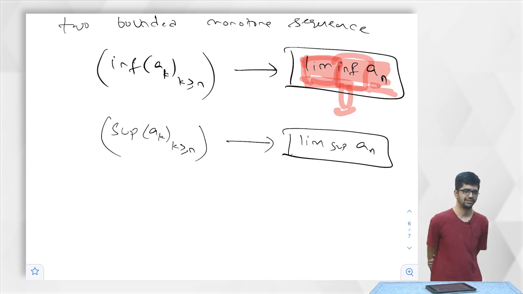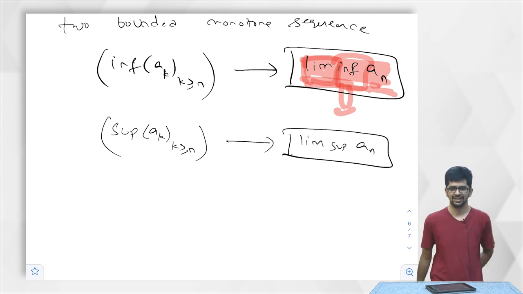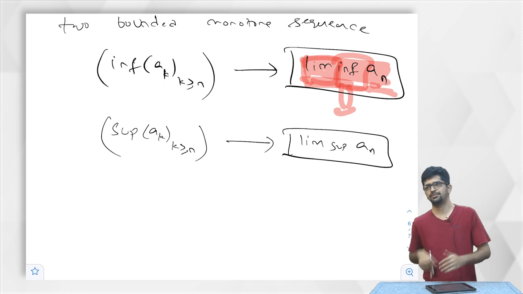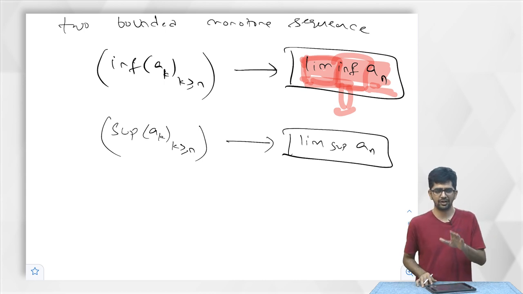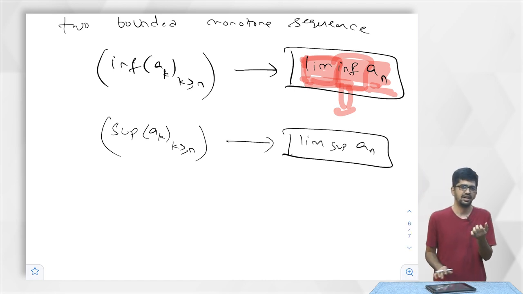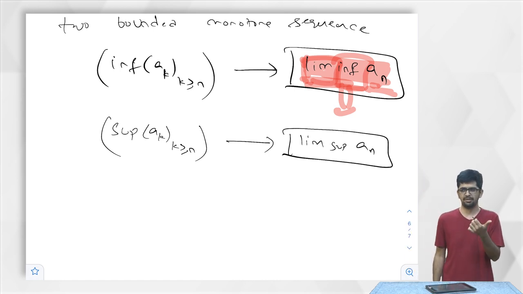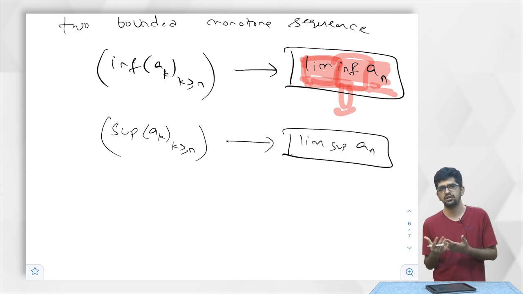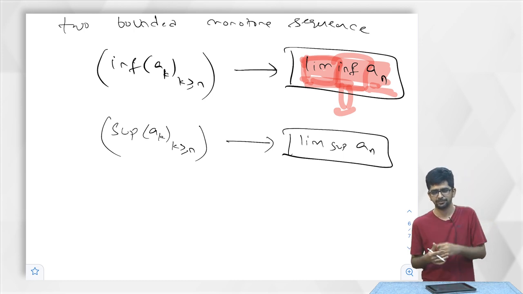So, now the question is the following. Okay, again let us go back to the previous case. We are looking for Cauchy sequence to be convergent. We are trying to use the monotone boundedness theorem for this Cauchy sequence, but we realized Cauchy sequences are not monotone. There may be sequences that are Cauchy but not monotone. So, we cannot apply the theorem directly.